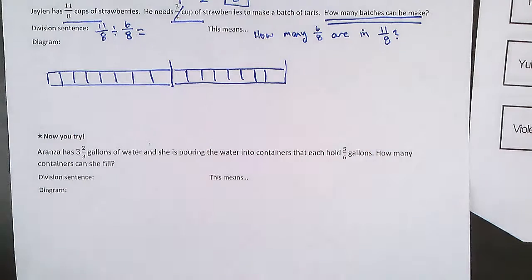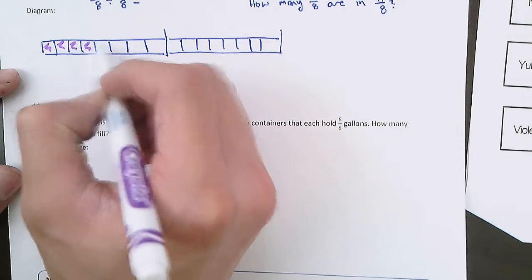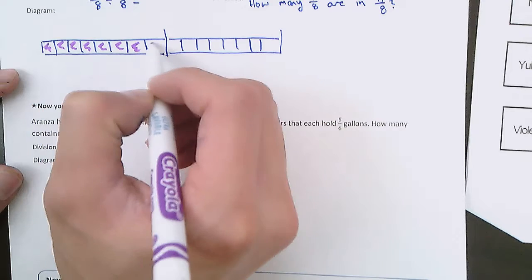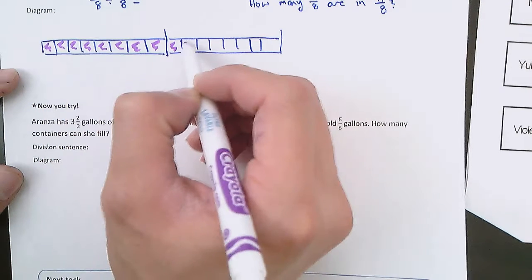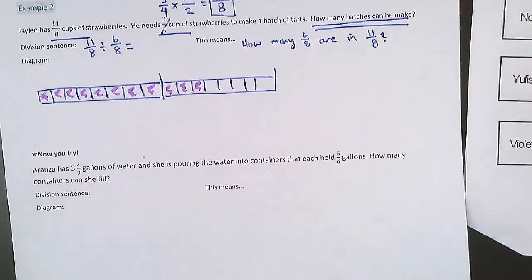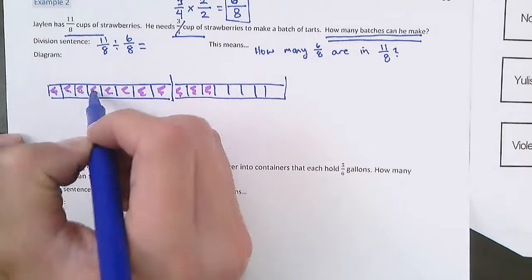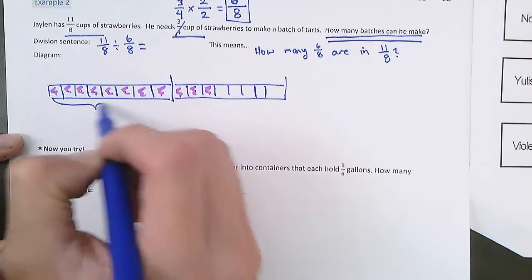And let's shade in 11 of these 8s. 1, 2, 3, 4, 5, 6, 7, 8, 9, 10, 11. And we want to see how many 6/8 we can make. 1, 2, 3, 4, 5, 6.